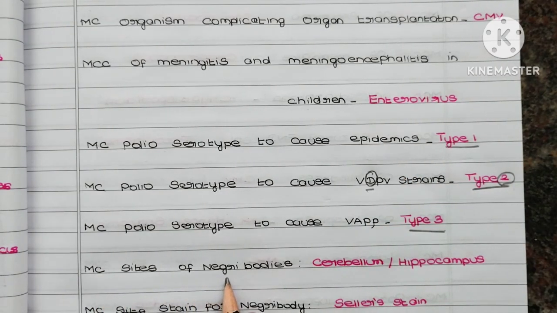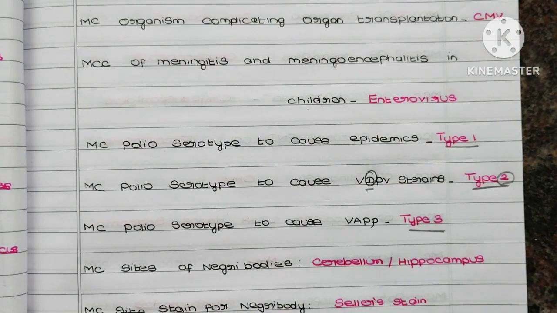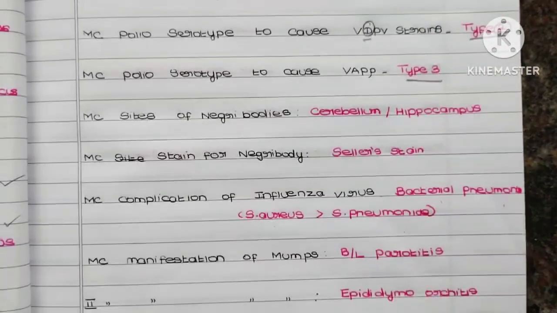The most common site of the Negri bodies is the cerebellum and the hippocampus, and the stain used for Negri bodies is Seller's stain. The most common complication of the influenza virus is bacterial pneumonia. Again, for chickenpox also it is varicella pneumonia. Here the causative organisms are Staphylococcus aureus and Streptococcus pneumoniae.